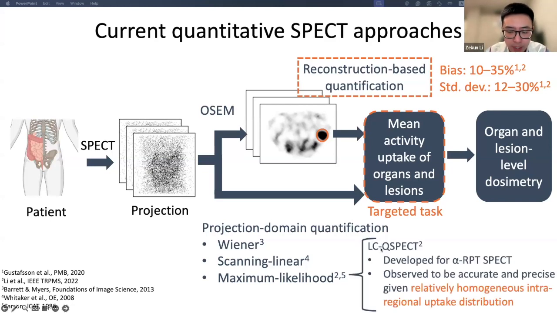Carson, using the maximum likelihood estimation, we have developed a projection domain low count quantitative SPECT method, in short LCQ SPECT method before. The method was developed to account for the challenges in alpha-RPTs, and it has been observed to yield accurate and precise regional uptake estimates given region definitions with homogeneous intra-regional uptake distributions.